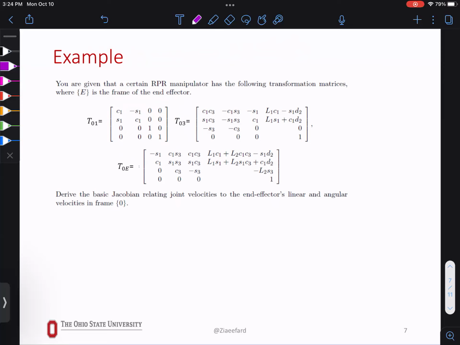Meaning, which one of them is the end effector in the base frame? This one, 0 to E, right? From this, we have the position of the end effector, the last column, the first three entries, and we have the rotation matrix for that as well. Since we have this information, we can use the explicit method to find the Jacobian. So they want us to derive the basic Jacobian relating joint velocity to end effector linear and angular velocity in frame 0. The basic Jacobian, once we have it, we just say v and omega equals J times theta dot, right? Now, we know the best way is to use the explicit method.